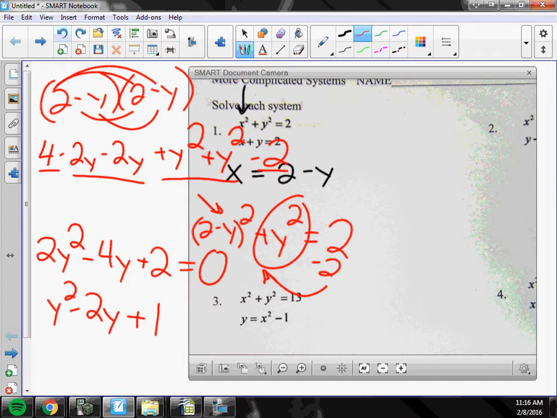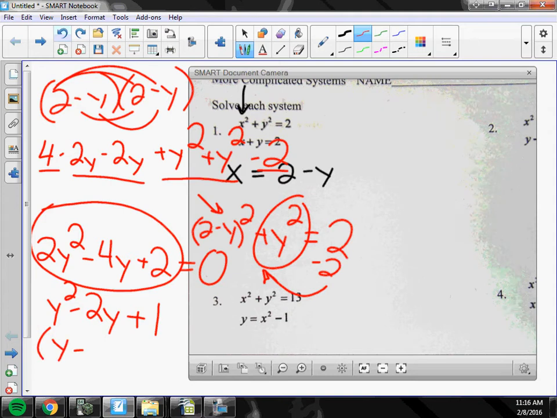So if you put this quadratic in the box, you have to use the box, because you have to multiply the 2y squared and the 2. But if you divide by 2, then you can probably do that in your head, and you get y minus 1 and y minus 1. So y equals 1. So how many answers does this have? At least 1.